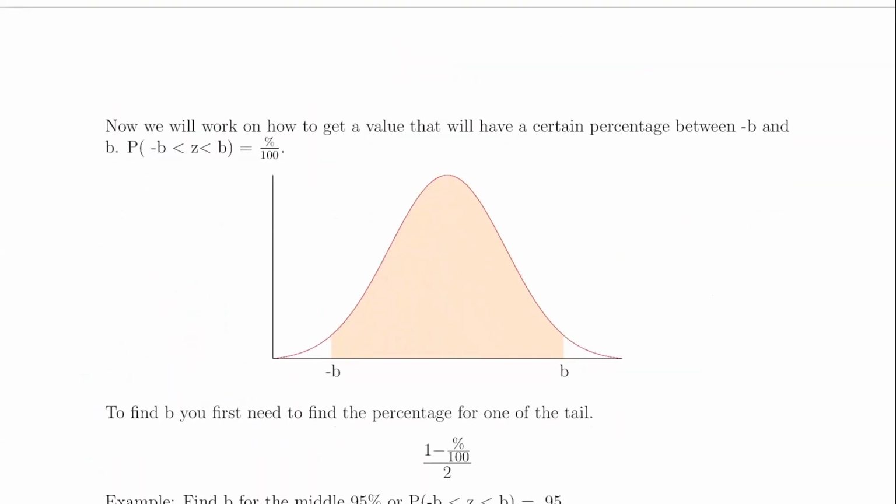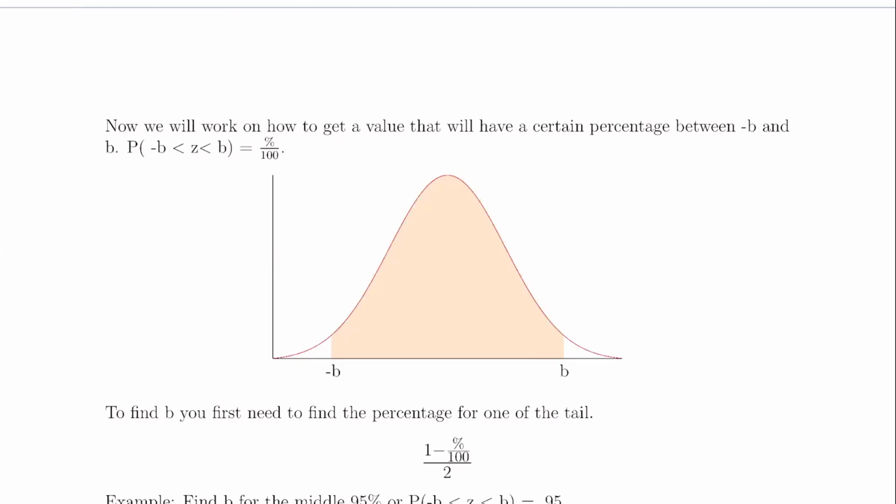Okay. So the next part that we're going to be doing, we're still finding z value when we know the percentage. The only thing different now, we want the percentage of the middle portion. So if we want to find the z value for the middle portion, technically we want the same z value. The only thing different, we want one of them to be negative, the other one to be positive.